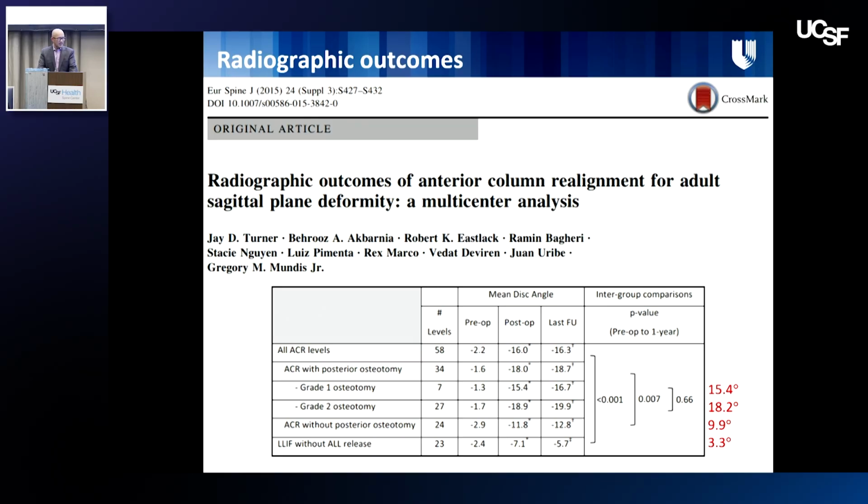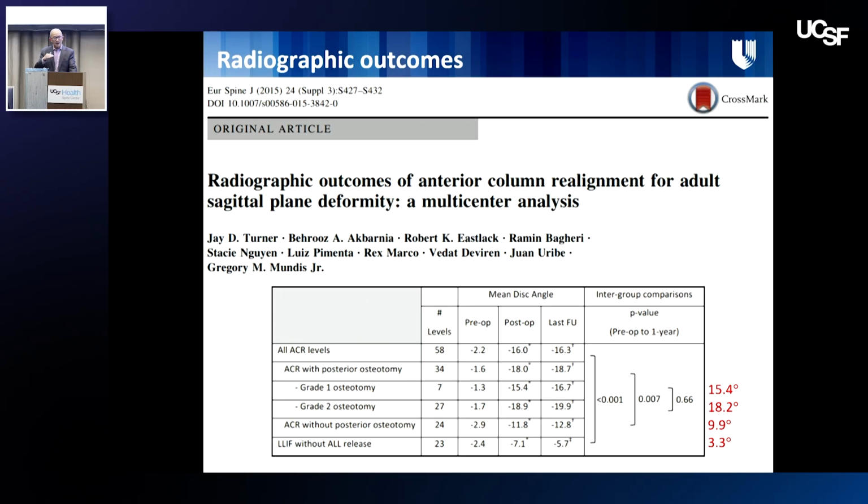And this multi-center study out of the BNI and out of Scripps provides a nice framework for us to think about how much radiographic correction can be accomplished with a variety of lateral techniques. So whether it's lateral alone, ACR without osteotomy, or ACR with osteotomy, essentially what we're getting is about 3 degrees of segmental correction for lateral.